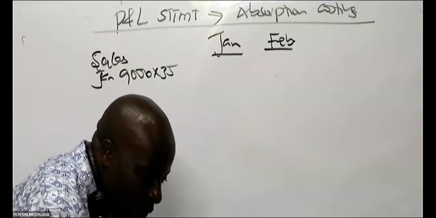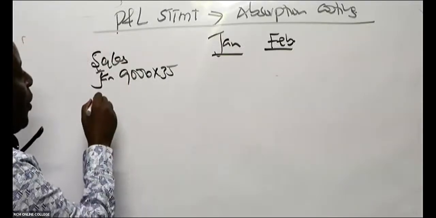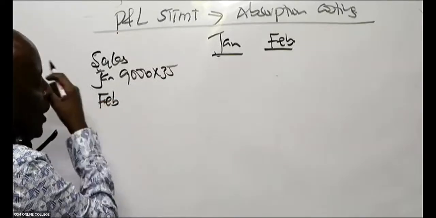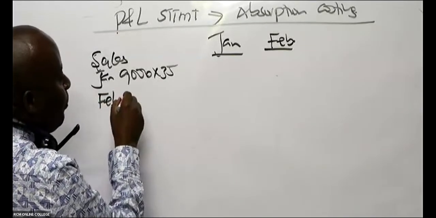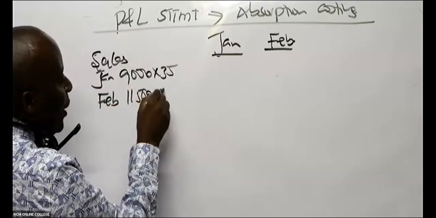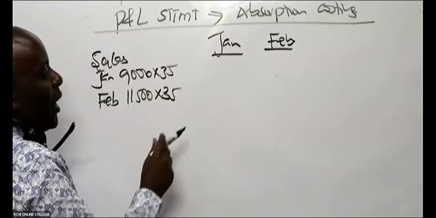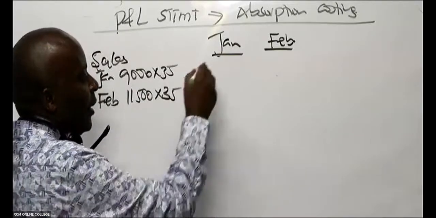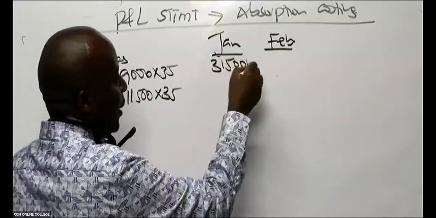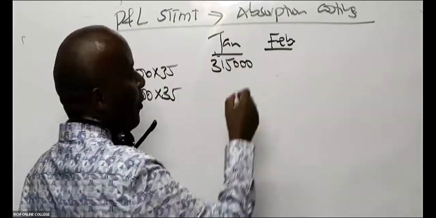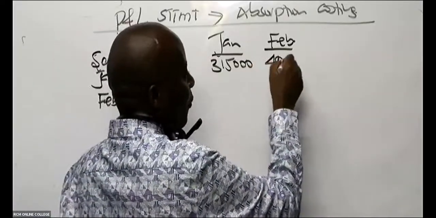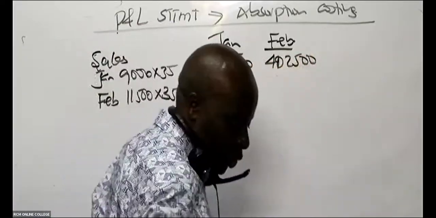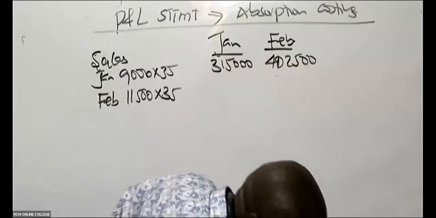In this case here, we have Madale, and then we have February. So February is how much here, somebody? 11,500 times 35 selling price. Can you kindly give me these figures? The first one is 315,000. The second one? 402,500. Thank you so much.